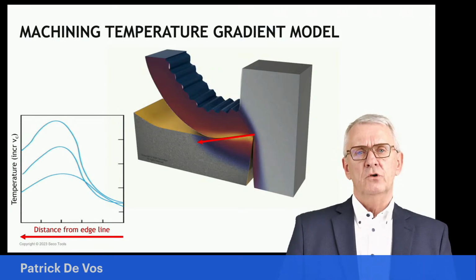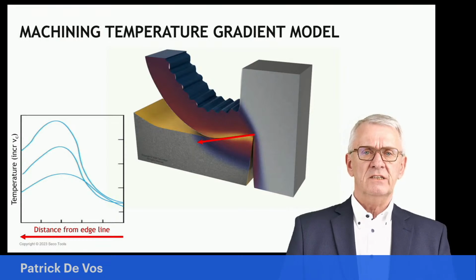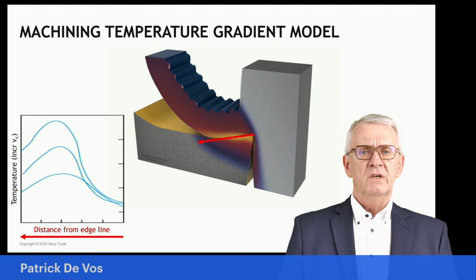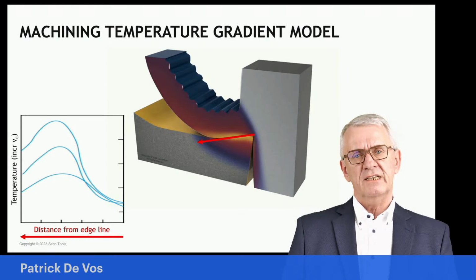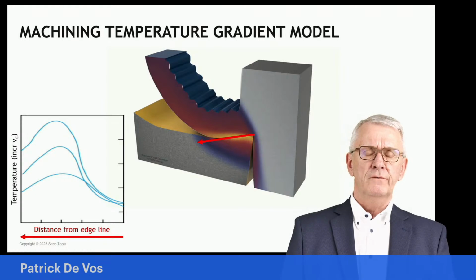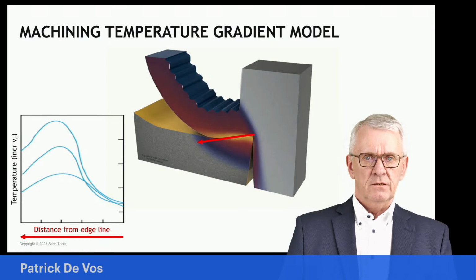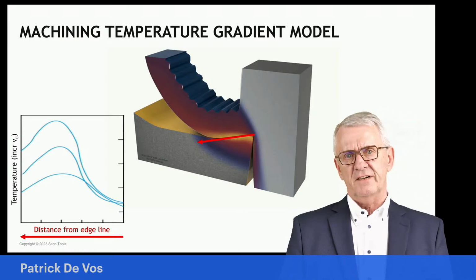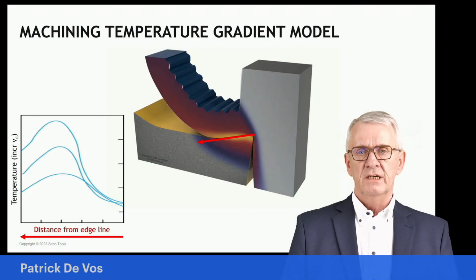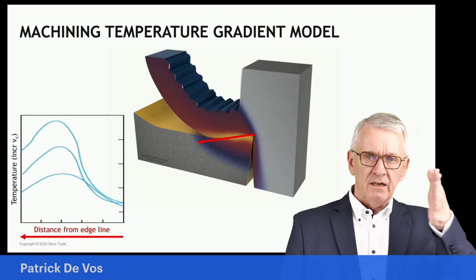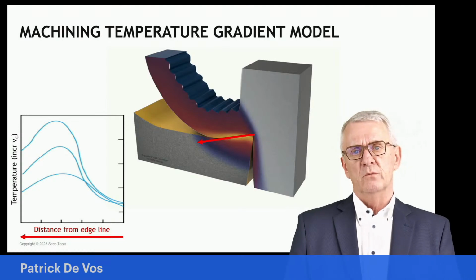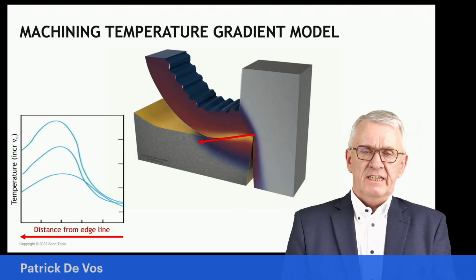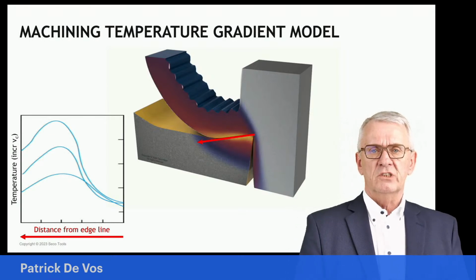For instance, if you look along the rake face, and that's what I try to show here with the diagram, from right to left, you have a certain temperature on the cutting edge, and as you move away from the cutting edge on the rake face, the temperature is increasing until it reaches a certain maximum level, and then it's decreasing again. So on a rake face, where the chip glides over, there is not one temperature, there is a range of temperatures. From a certain minimum on the cutting edge, it increases to reach a maximum somewhere, and then it goes down again.